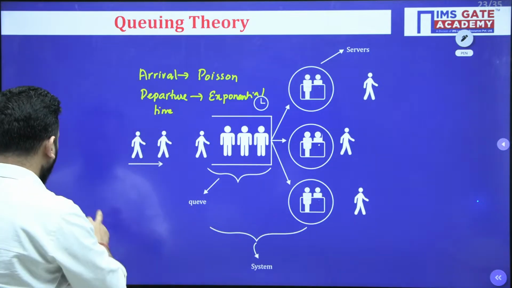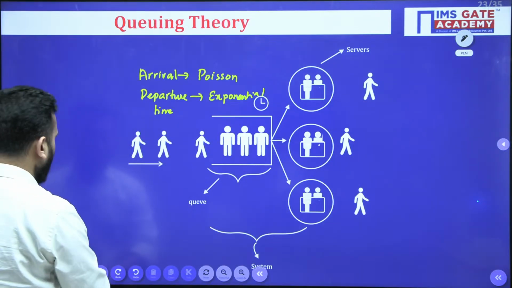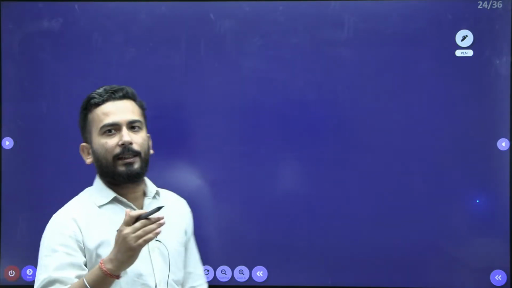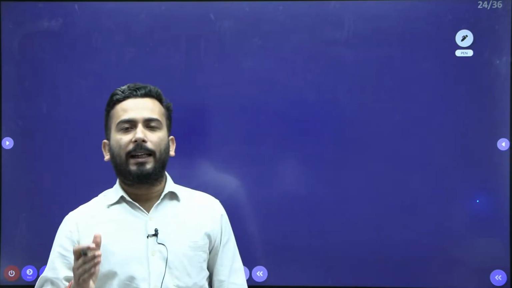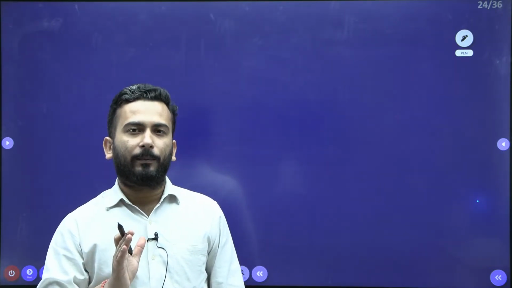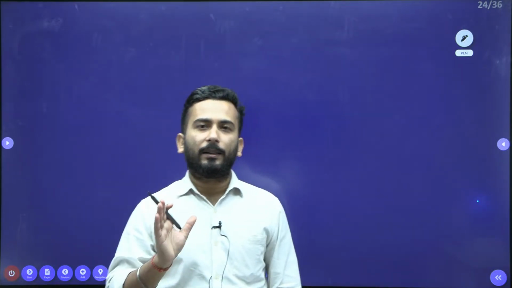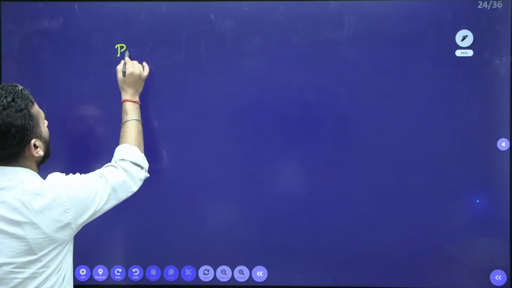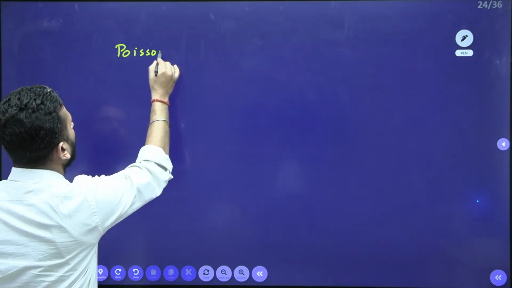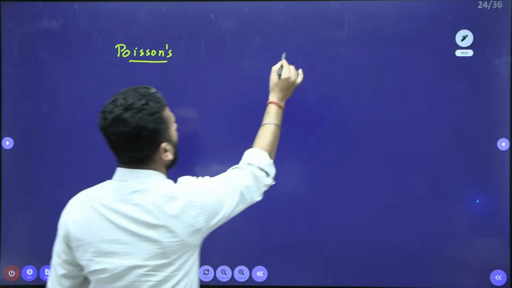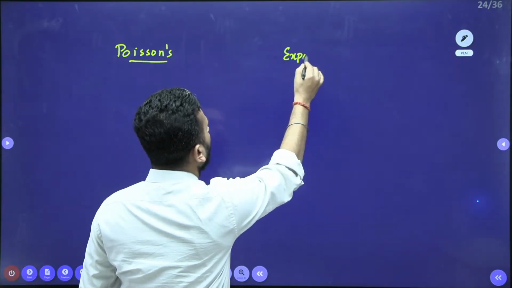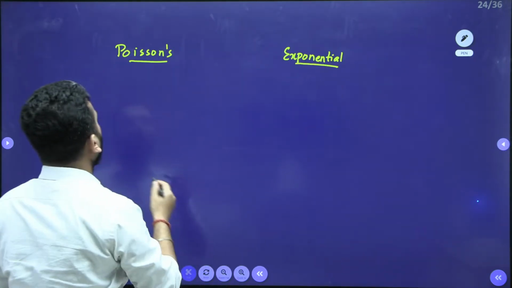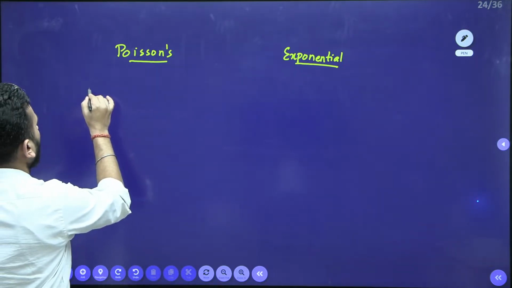What is Poisson and what is exponential distribution? My dear friends, very important. For the next 10 minutes, the things are very important, and if you are able to understand this, you will be benefiting a lot. Poisson distribution, exponential distribution.